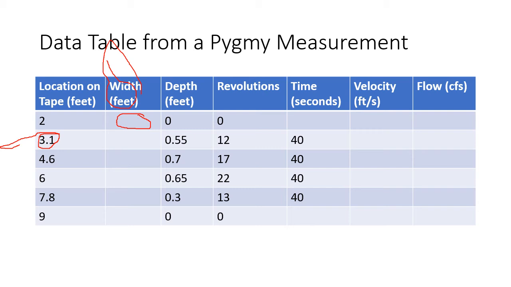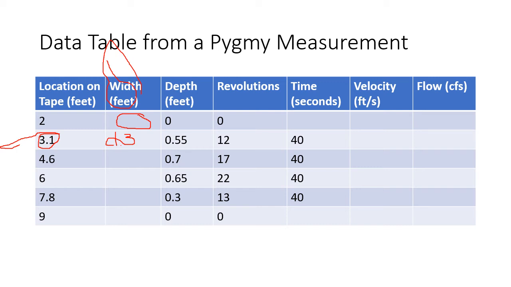So to get our width for this station, where our velocity is at 3.1 feet, we would take 4.6 feet, which is the next station, minus 2 feet, divided by 2. So 4.6 minus 2 is 2.6, divided by 2 is 1.3. So our width for this one is 1.3 feet. Then to calculate a cross-sectional area for that rectangle, we would just multiply 1.3 times 0.55, and that would give us our cross-sectional area for that station.